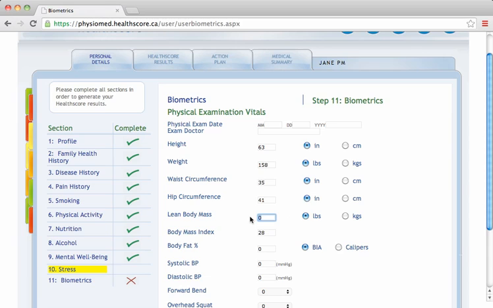Lean body mass, we're going to get you to hold on to our body composition monitor here, and we're going to find that you're 105 pounds of lean muscle. Again, if your body composition analyzer doesn't do that, then just use the body percentage fat. That will be enough to generate your health score. Percent body fat, we said, was 31%. Systolic blood pressure, 124 over 84.